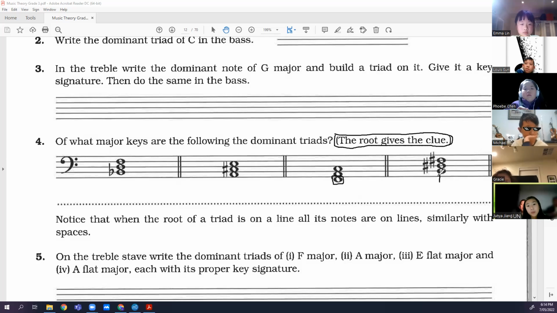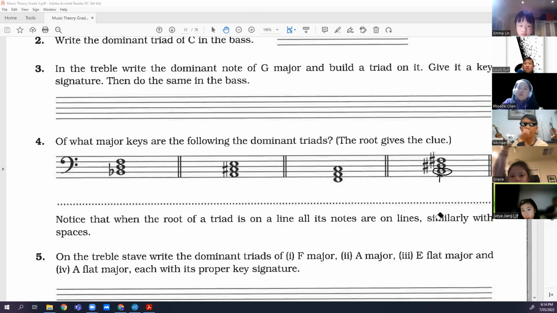This one, your root note is B, and you have D sharp and F sharp. This is actually pretty obvious. Anyone? E sharp major? No. You have D sharp and F sharp.